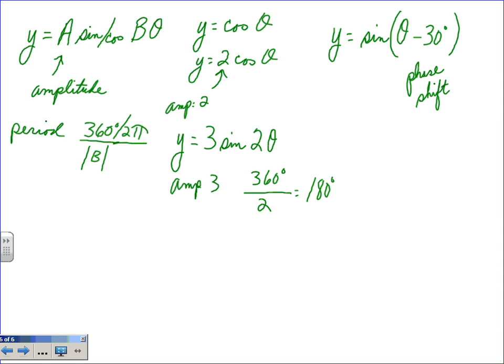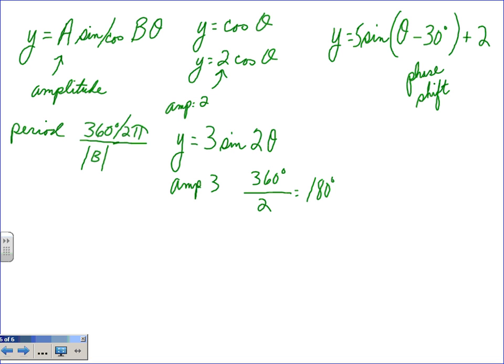Do you think we can take that curve and move it up 2 units? What do you do? Plus 2. Okay. That moves it up 2 units. How do we do the vertical stretch, which is called the amplitude? Well, maybe put a 5 here, or whatever. Okay?